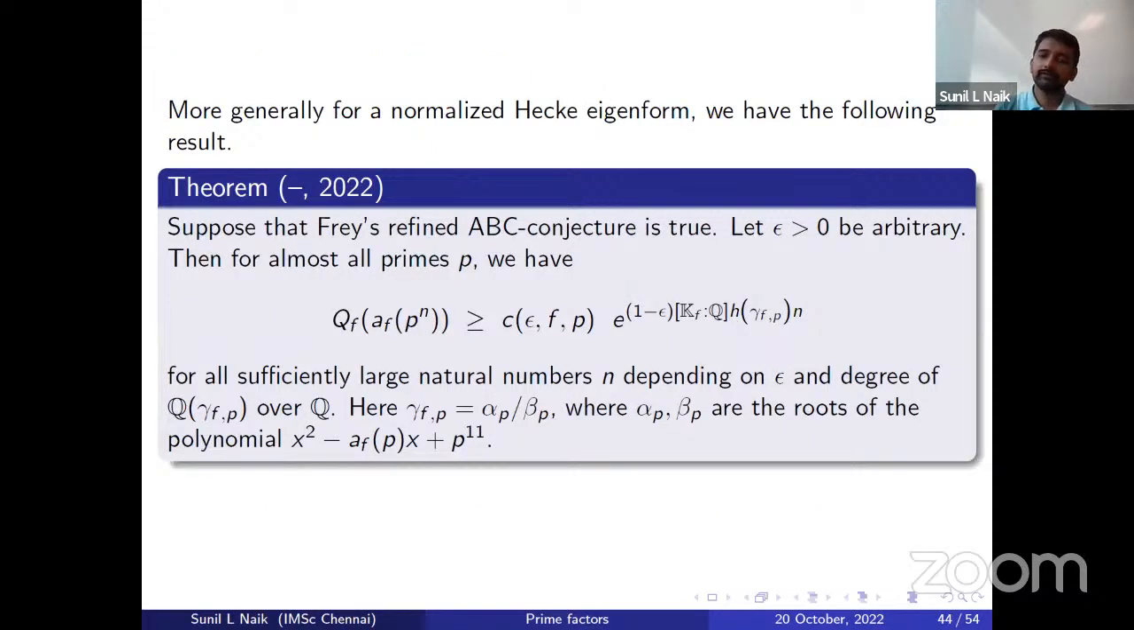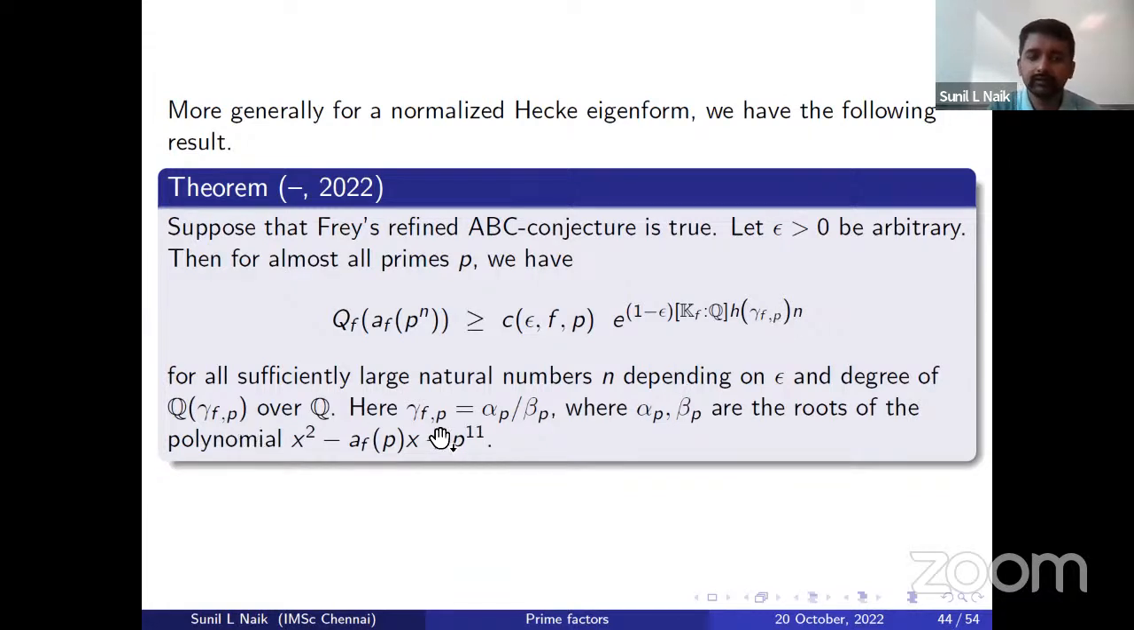More generally, for a normalized Hecke eigenform, we prove that conditionally under the ABC conjecture, for almost all primes p, the radical of a_f(p)^n is at least a constant times exp((1 - epsilon) times the degree of extension of K_f times the height of gamma_f(p) times n) for sufficiently large natural numbers n depending on epsilon and the degree of extension of the field Q(gamma_f(p)).